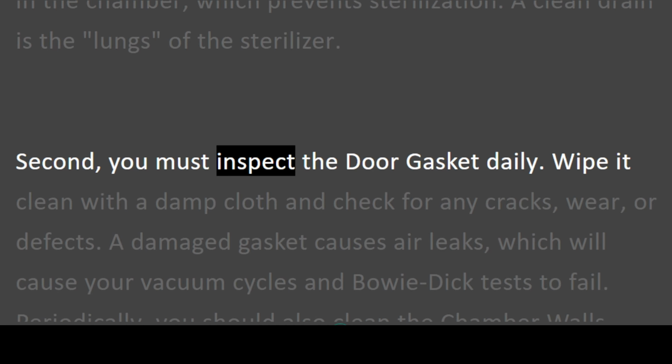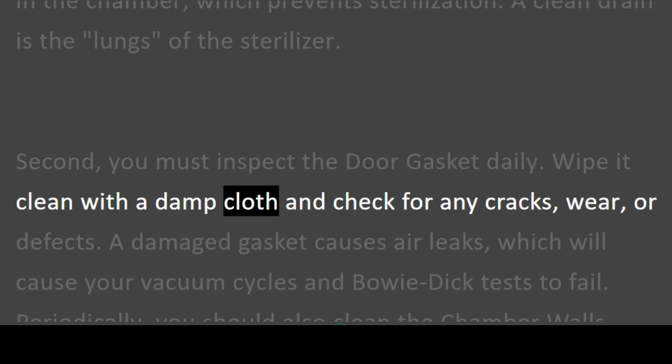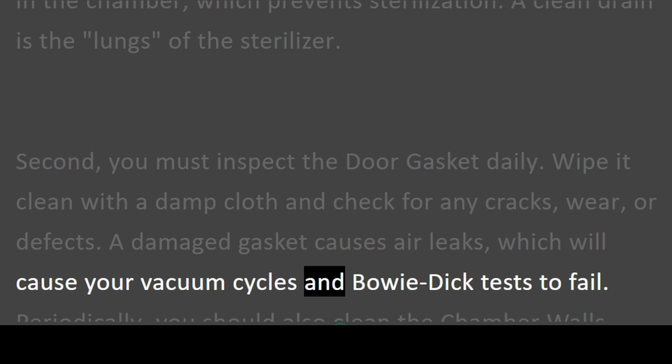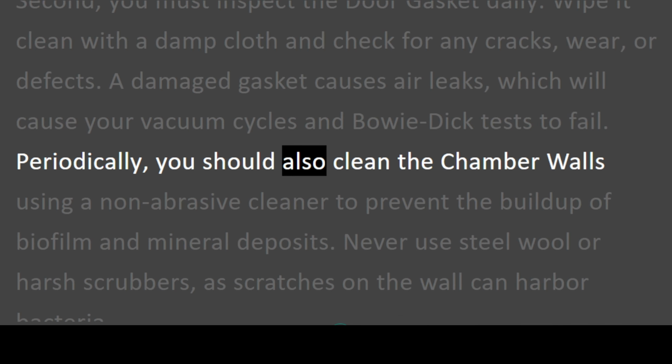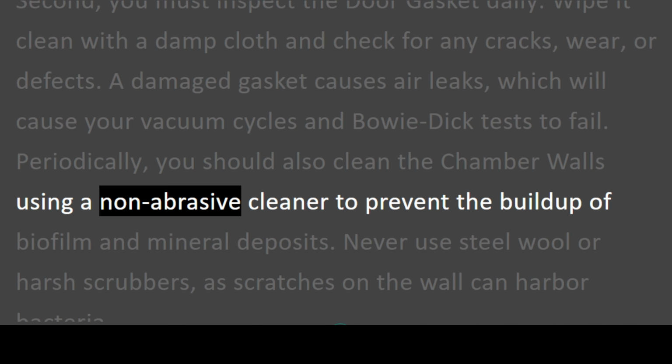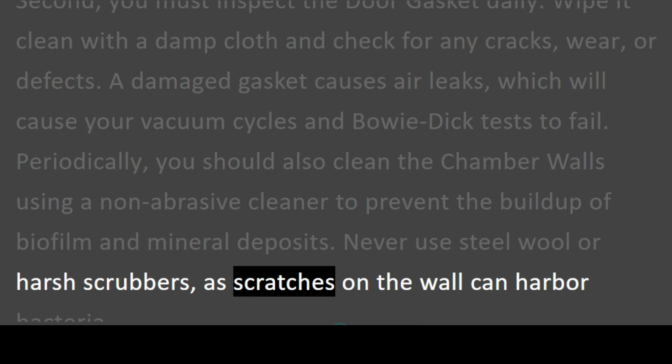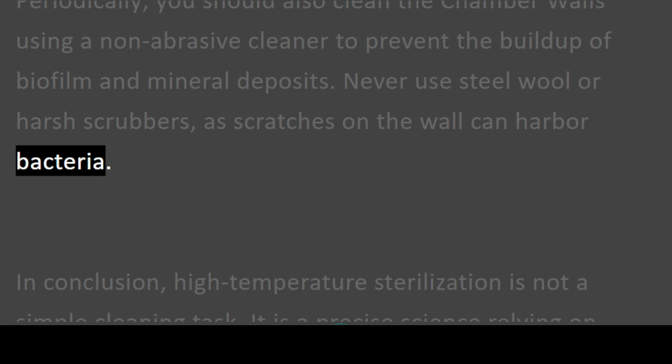Second, you must inspect the door gasket daily. Wipe it clean with a damp cloth and check for any cracks, wear, or defects. A damaged gasket causes air leaks, which will cause your vacuum cycles and Bowie-Dick tests to fail. Periodically, you should also clean the chamber walls using a non-abrasive cleaner to prevent the buildup of biofilm and mineral deposits. Never use steel wool or harsh scrubbers, as scratches on the wall can harbor bacteria.